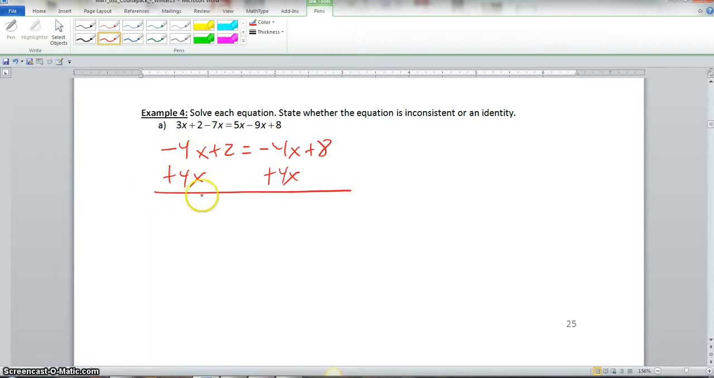Now, negative 4x plus 4x is 0. Plus 2 is 2. And that's equal to negative 4x plus 4x is 0. Plus 8 is 8. And we know 2 is not equal to 8. So it's no solution and inconsistent.